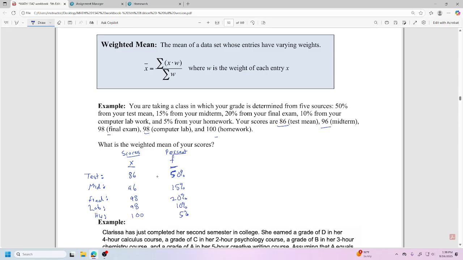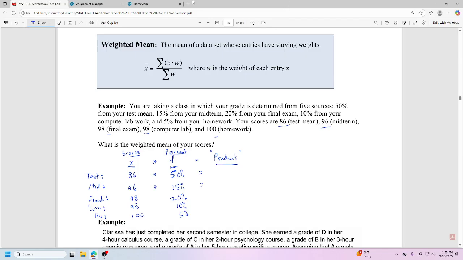Okay, so that's how we're going to set it up. We're breaking it down into different columns, and then we're going to do math with it. It's very simple math, of course, at this point. What I want to do is multiply these two together and get a new result, and I'm going to call it the product. Product just means multiply, essentially. So I'm going to multiply these straight across. Like this 86 times 50% is equal to something. The 96 times the 15% is equal to something, that kind of thing.